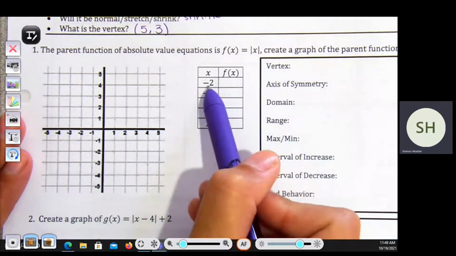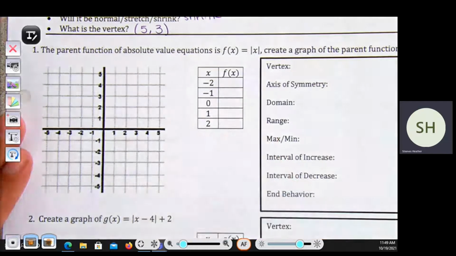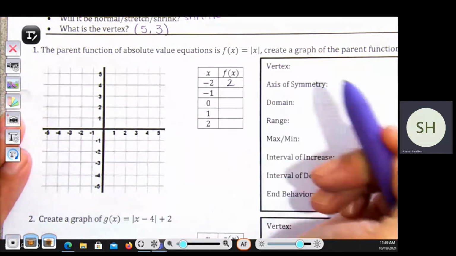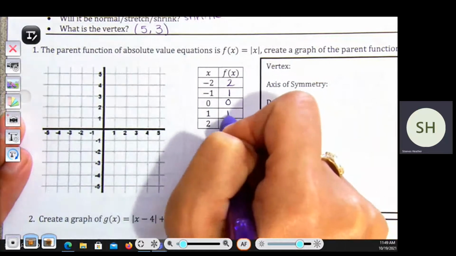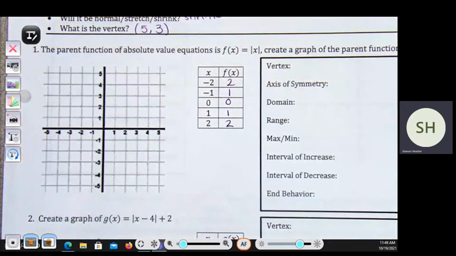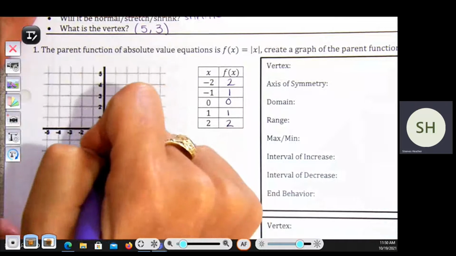So if I plug in -2 to this equation, what's the absolute value of -2? 2. What's the absolute value of -1? 1. What's the absolute value of 0? 0. And then 1 and 2. Perfect. So I want you to plot those points and create your absolute value function. It should look like a V, not a U. It's not a parabola. It's not a quadratic equation. So it should come to an exact point, which is actually called the vertex.